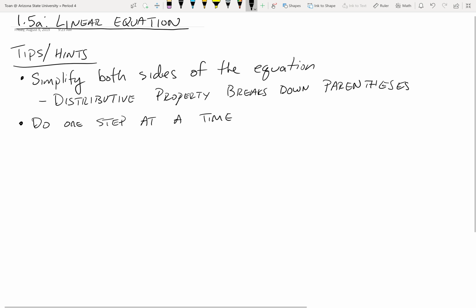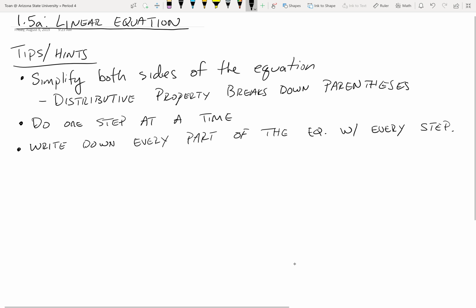And in relation to this hint, and this is the one thing that kids just absolutely refuse to do, is to write down, I forgot the N. Write down every part of the equation with every step. What do I mean by that? Well, I think a counter example would be a better explanation.